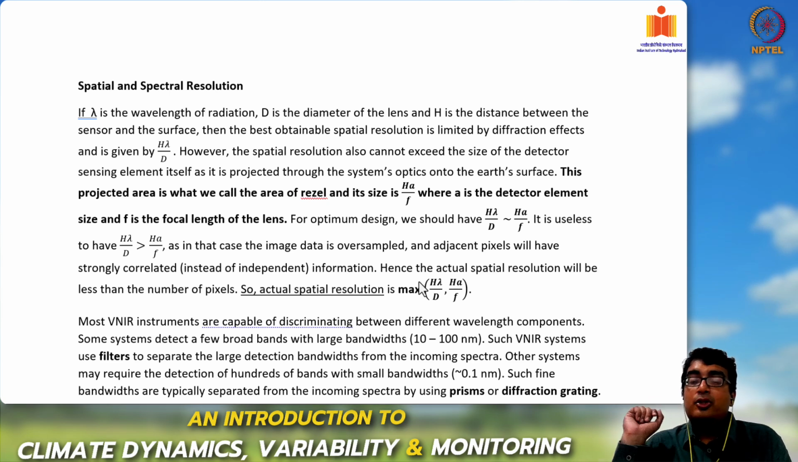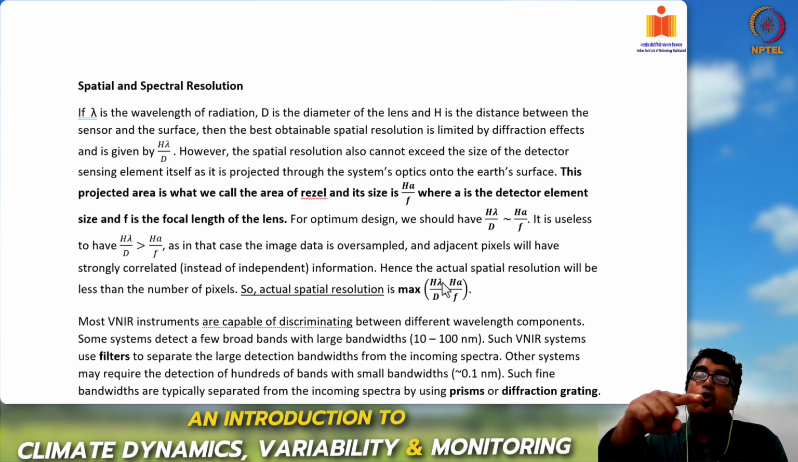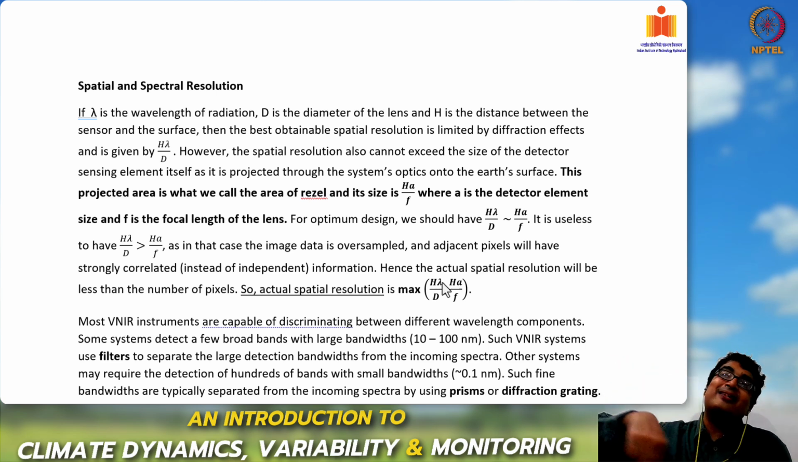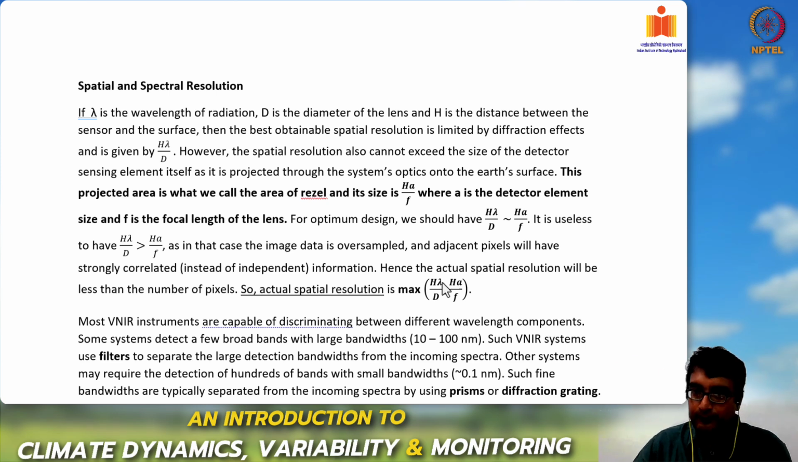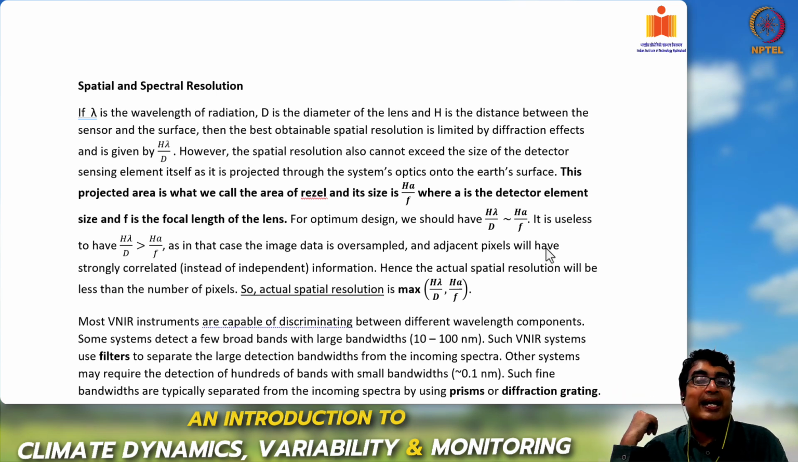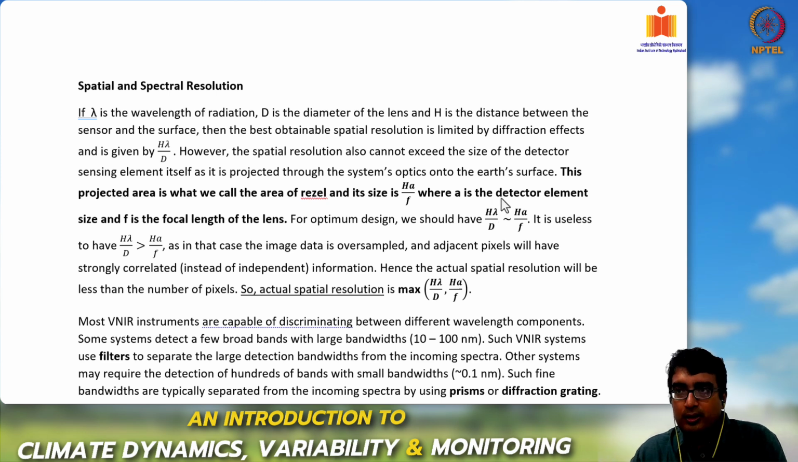Okay. So, 2 points here. The resolution is proportional to h. So, the greater the distance of the satellite with respect to the ground, the bigger is the resel area, and so coarser is the resolution. Second, the focal length and the diameter of the lens make a difference. If you increase them, then the resel area shrinks. So, a well designed lens is very important to get the maximum resolution that is achievable.